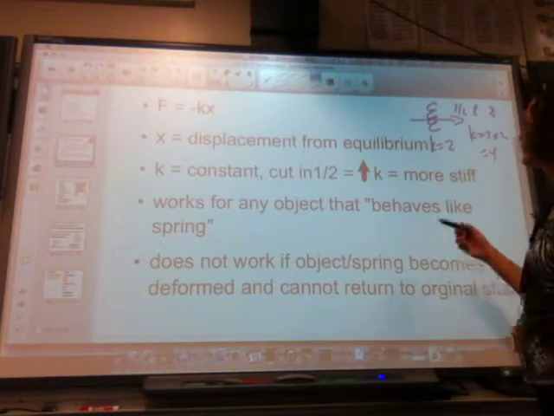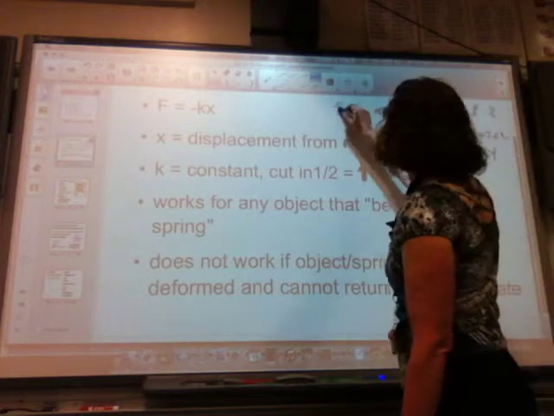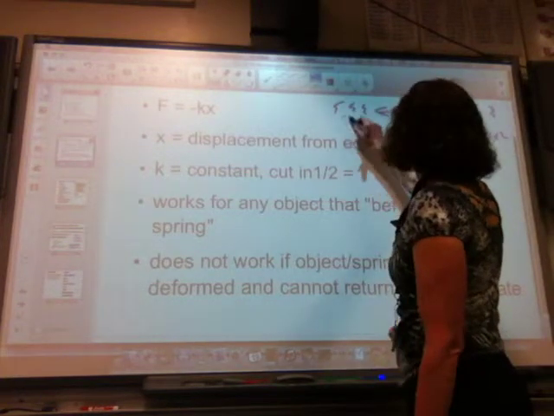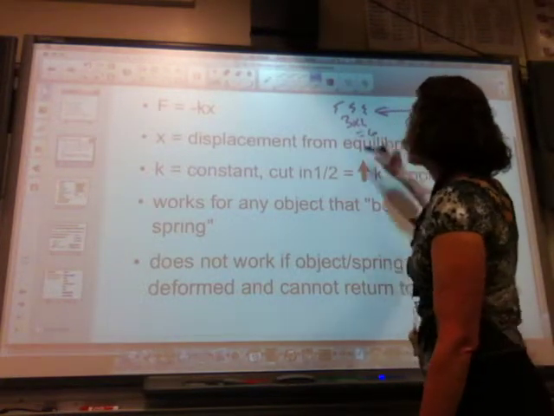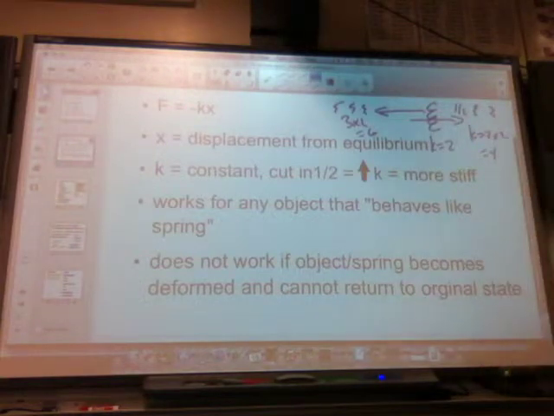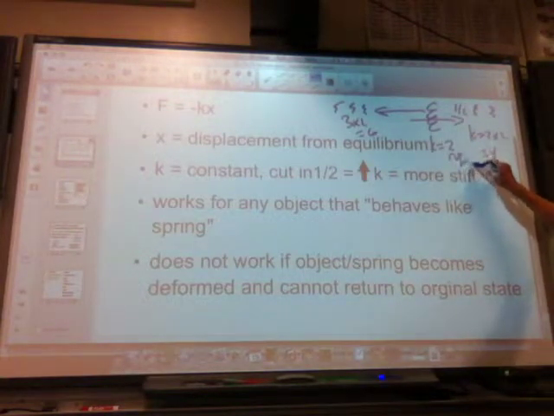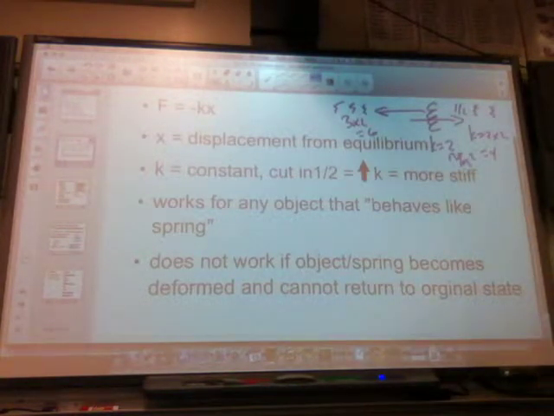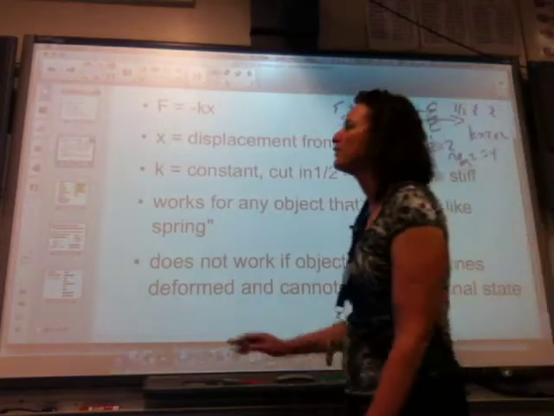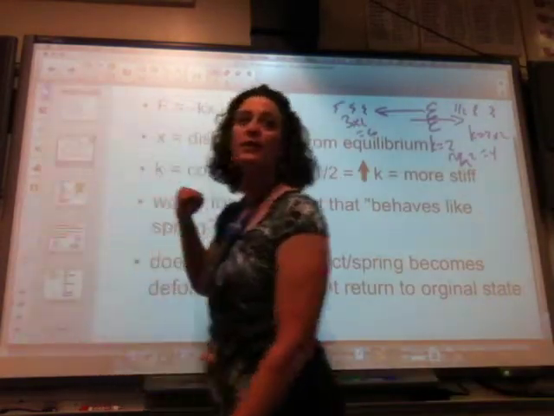And if I cut it in 3 parts, so I have 1, 2, 3, then it's going to be 3 times 2, so it's going to be 6 newtons per meter. They're all newtons per meter. So every time I cut it, it gets stiffer by that same amount. And that was one thing I didn't think I pointed out. Everybody good?